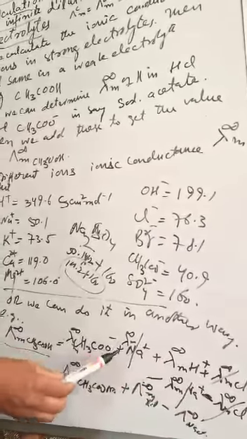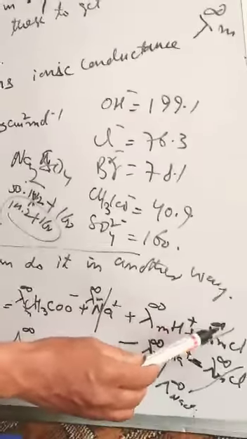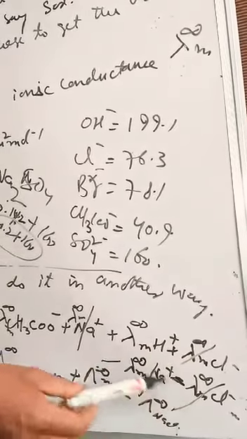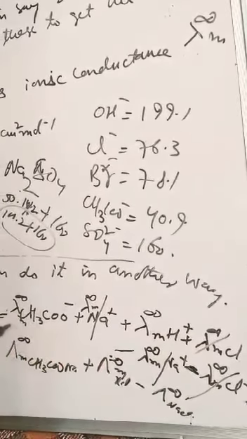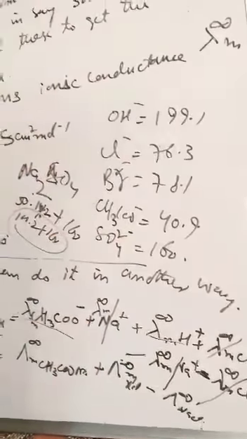So you see here we have plus sodium and minus sodium, these two are cancelled. Here we have plus chloride and minus chloride, these are cancelled. So what remains there is the acetate ion and H positive ion. H positive and acetate, this is acetic acid.